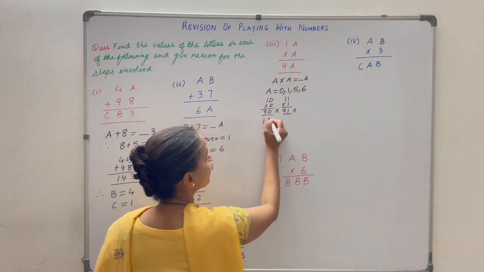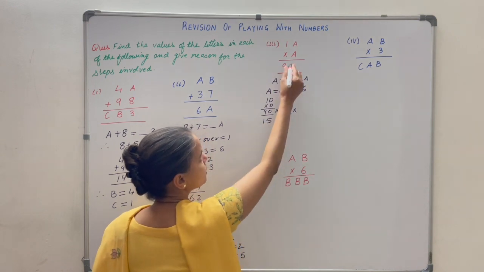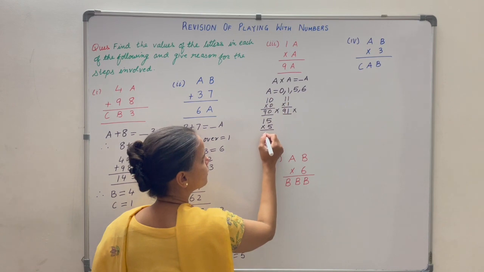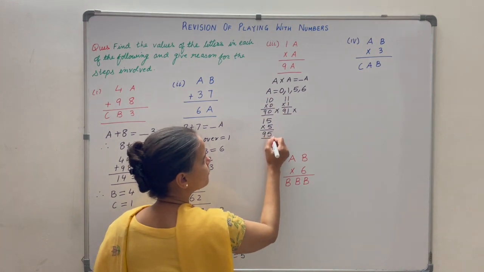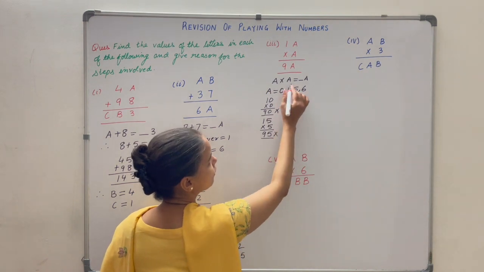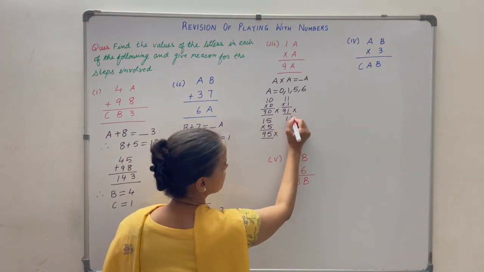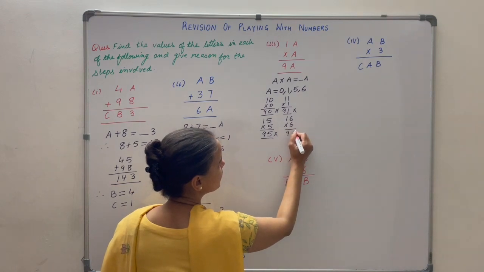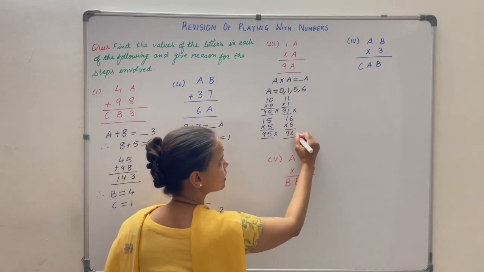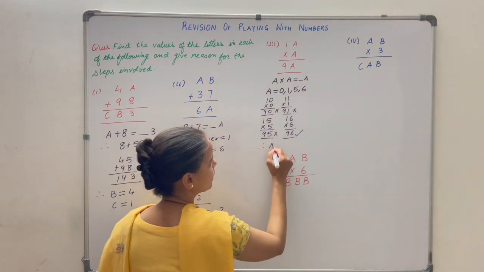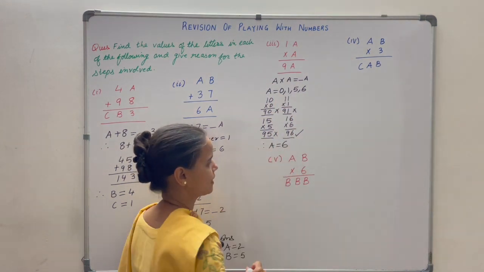So if you put 5, 15 into 5, you should get 95. But 15 into 5 is 75. So this is also wrong. Now let us try out the last option. 16 into 6 should give you 96. So 16 into 6 is 96. Therefore, the value for A here is 6.